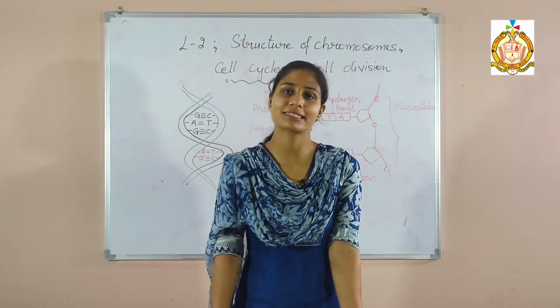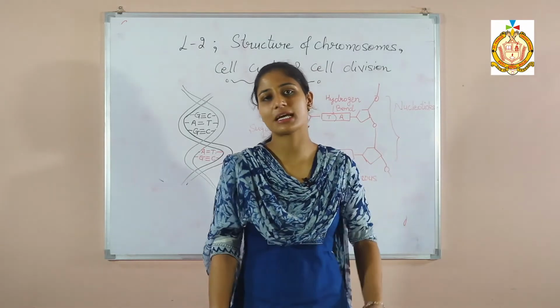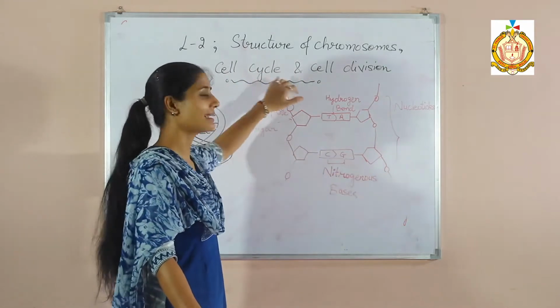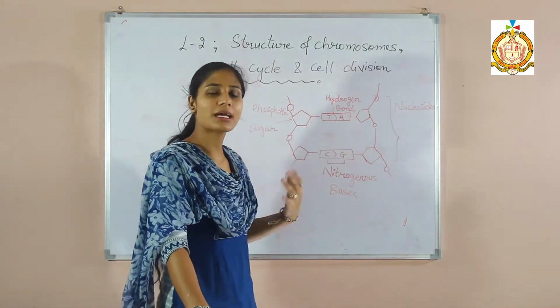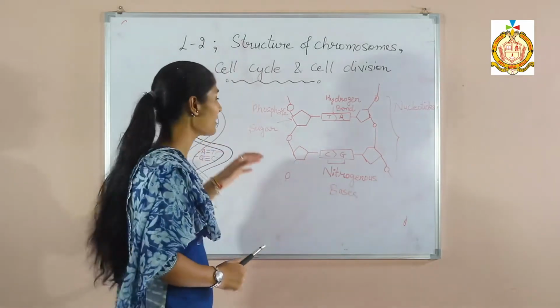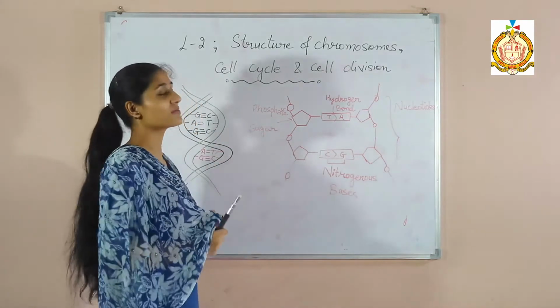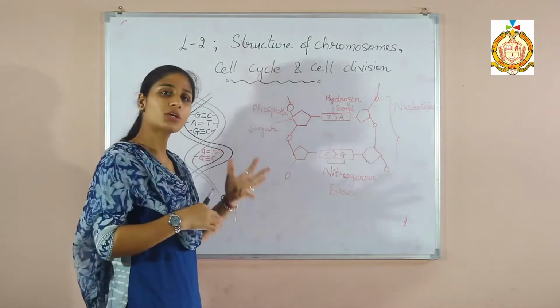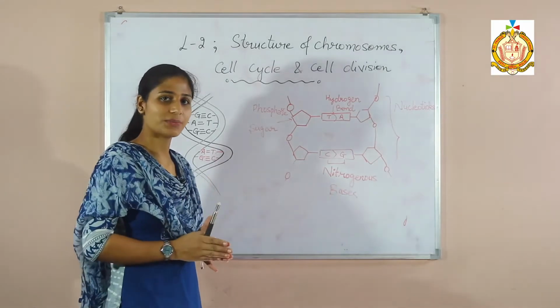We are going to discuss the second chapter: chromosomes, structure of chromosomes, cell cycle and cell division. So we will discuss this chapter. This is your first chapter of the second term. What do you mean by the structure of chromosomes, cell cycle and cell division? The whole concept we will discuss in this chapter.